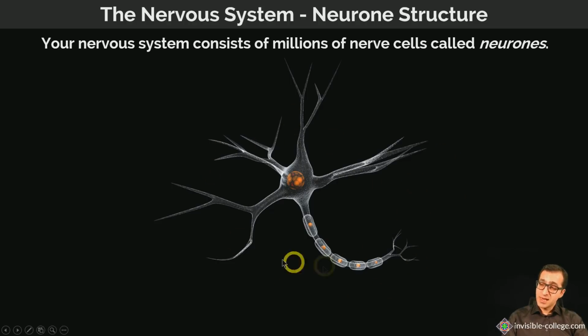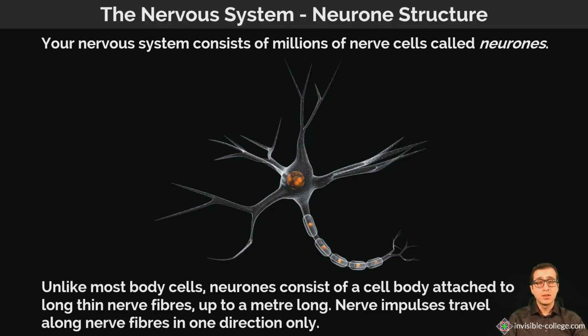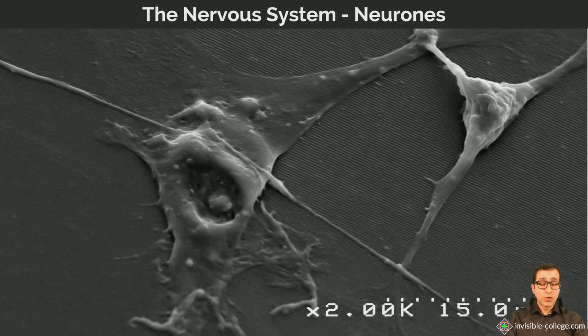So let's take a look at the structure of neurons in general. Unlike most body cells, neurons consist of a cell body attached by long, thin nerve fibers. Now, in the case of motor neurons, these can be up to a meter long. Nerve impulses travel along nerve fibers in one direction only. So this next slide shows an electron micrograph of nerve cells, and as you can see, they have this highly branched structure.